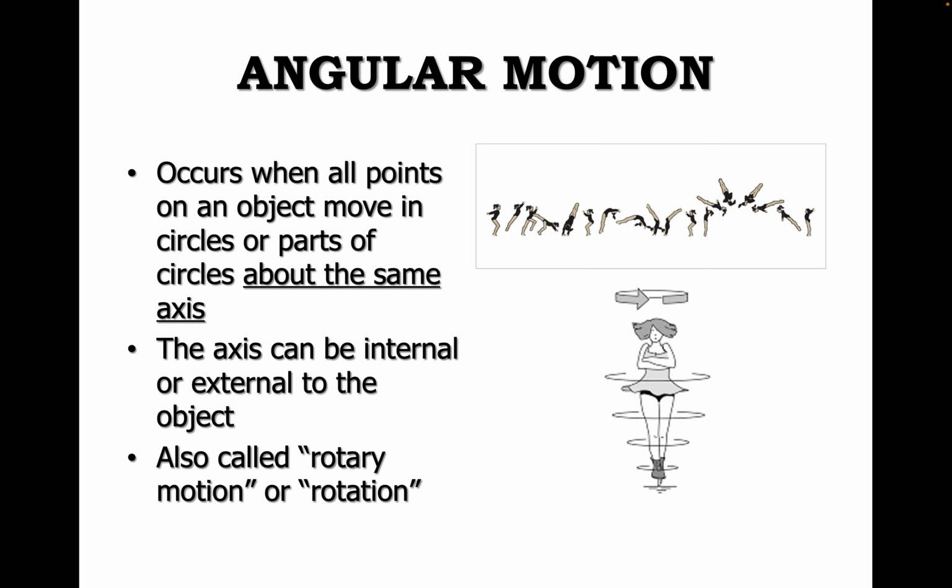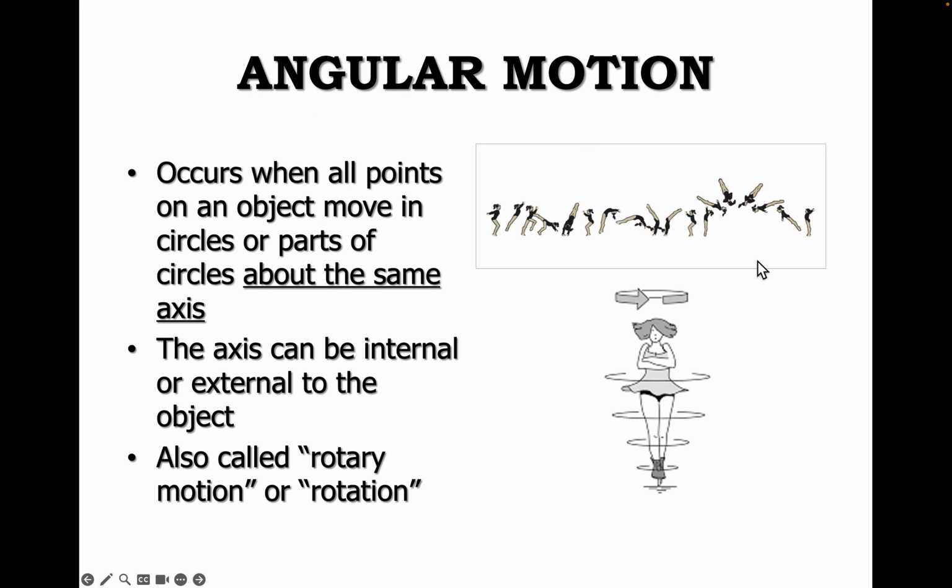Now, the second type of motion is angular motion. This occurs when all points of an object move in a circle, or parts of a circle called arcs, around the same axis of rotation. And this axis of rotation can be internal or external to the object.